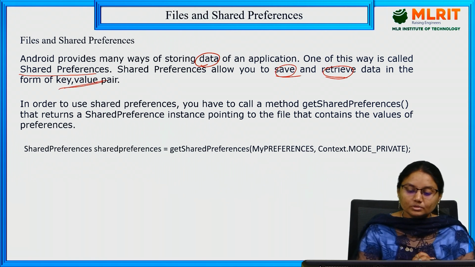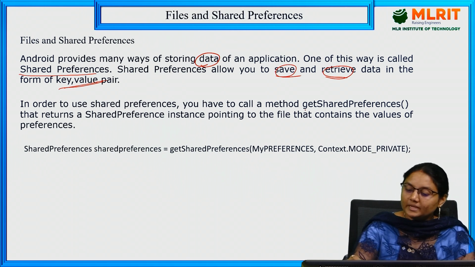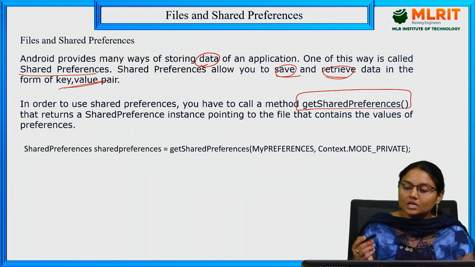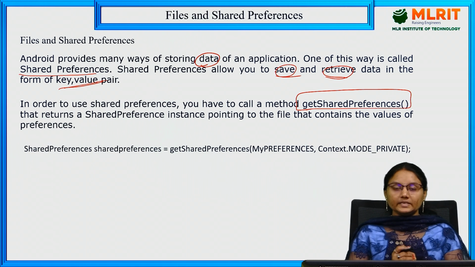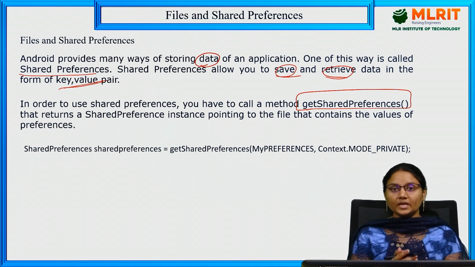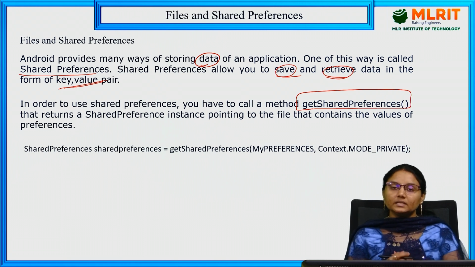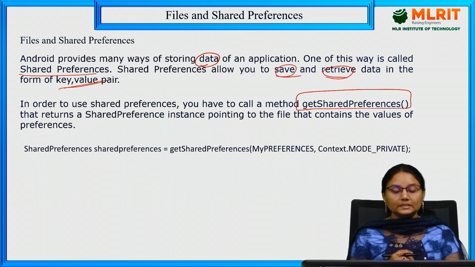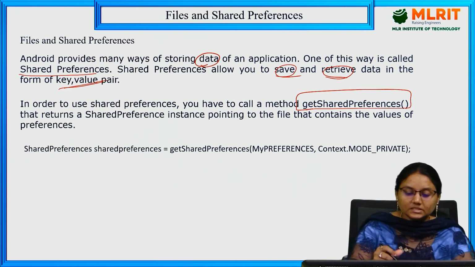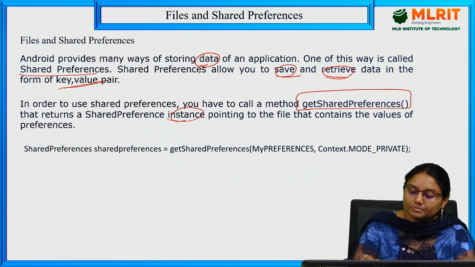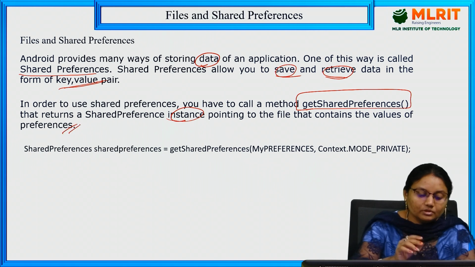In order to use a shared preference, we have to call the method getSharedPreferences. Just as we use getText.toString when the user is giving some input and you want to extract that input, similarly, getSharedPreferences is used to retrieve the shared preferences that have been created. That returns the shared preference instance pointing to the file that contains the values of the preferences.